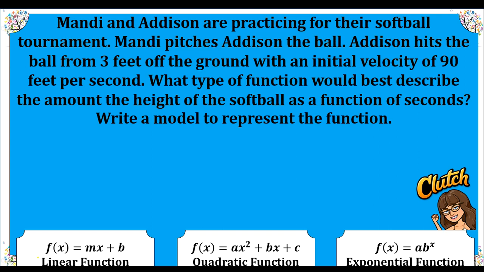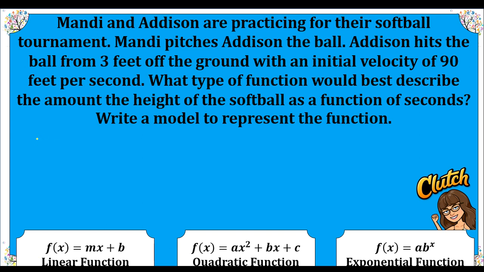Mandy pitches Addison the ball. Addison hits the ball from 3 feet off the ground with an initial velocity of 90 feet per second. What function best describes this? If you recall, when you have a velocity and you have something that's going up and coming back down, that indicates projectiles. So we will have a quadratic function.